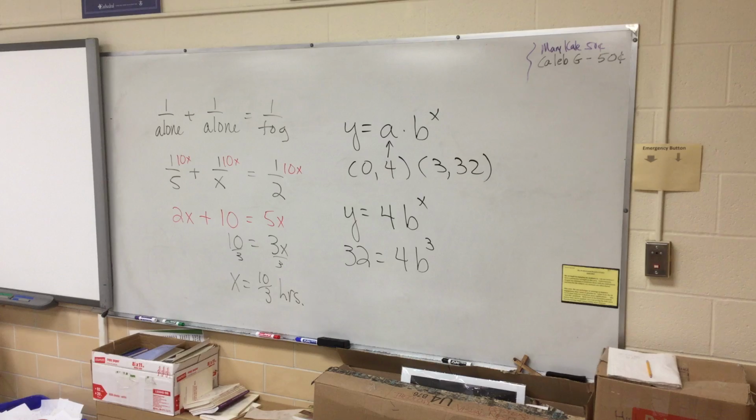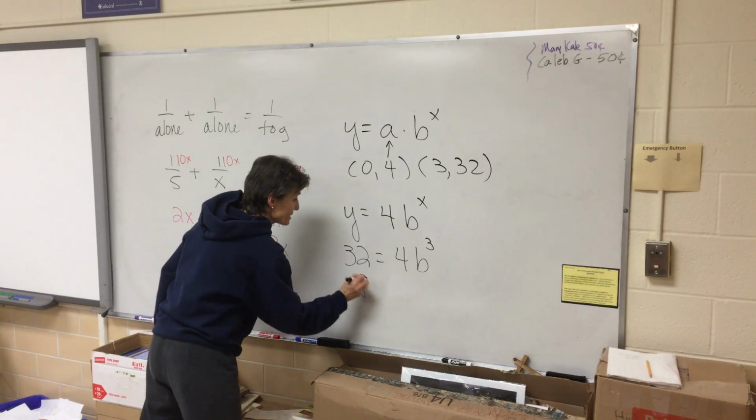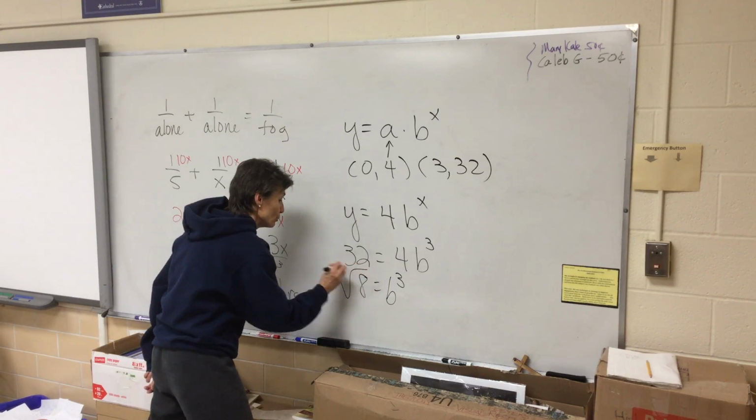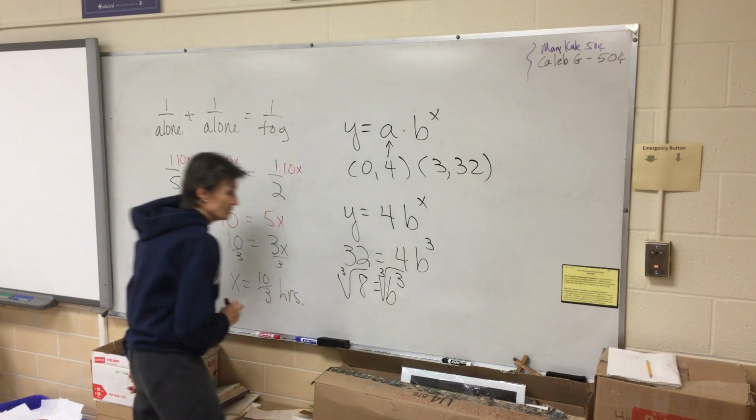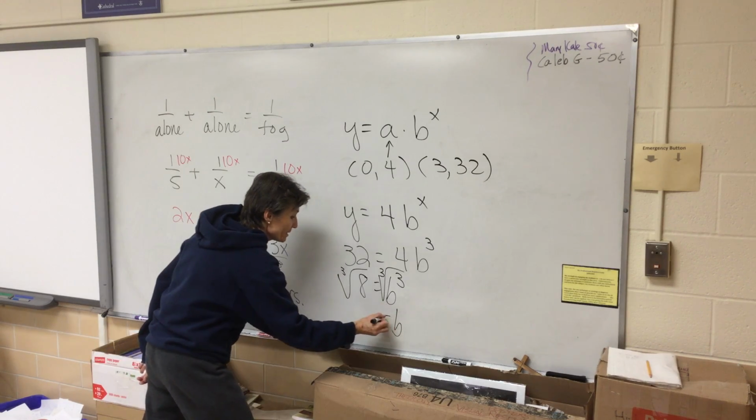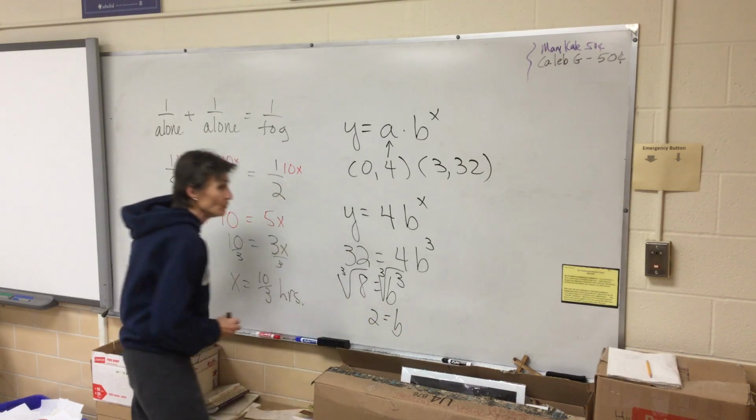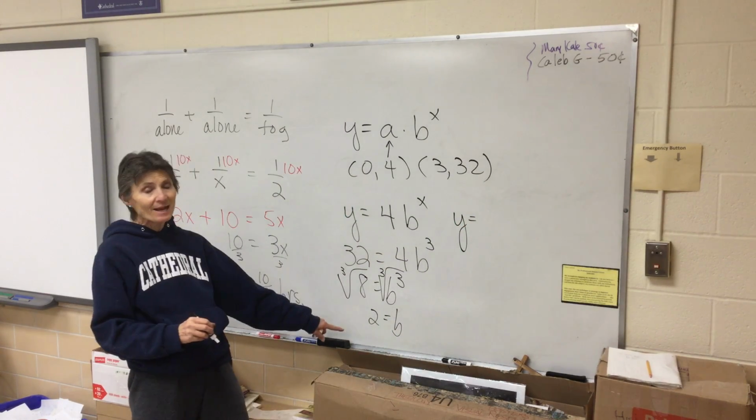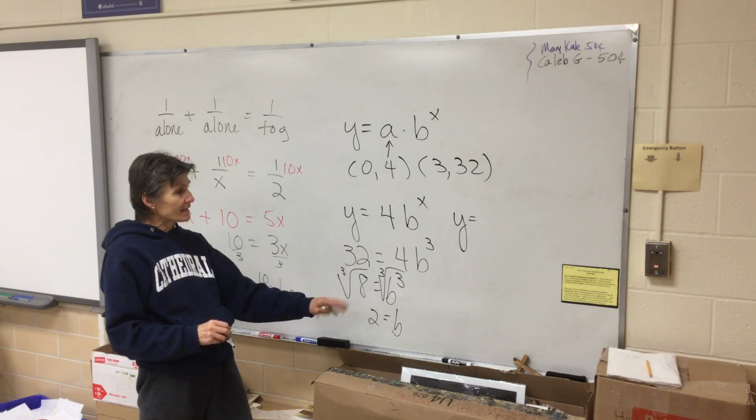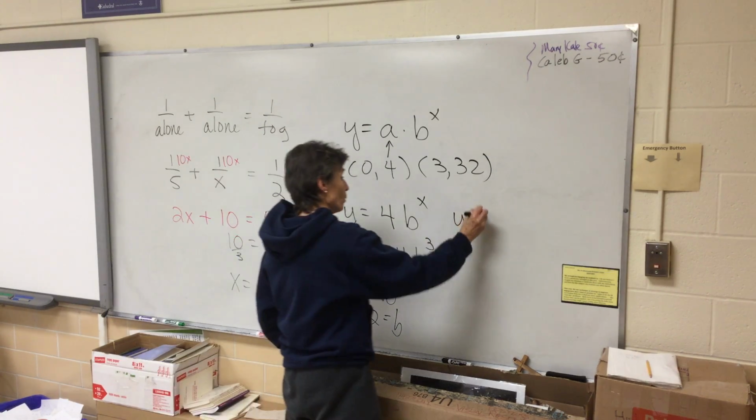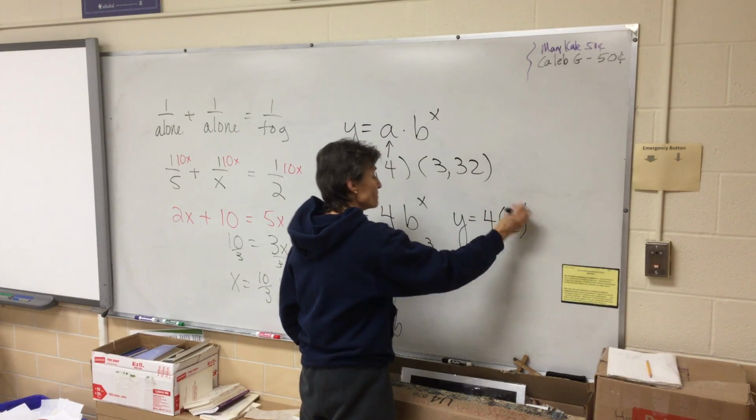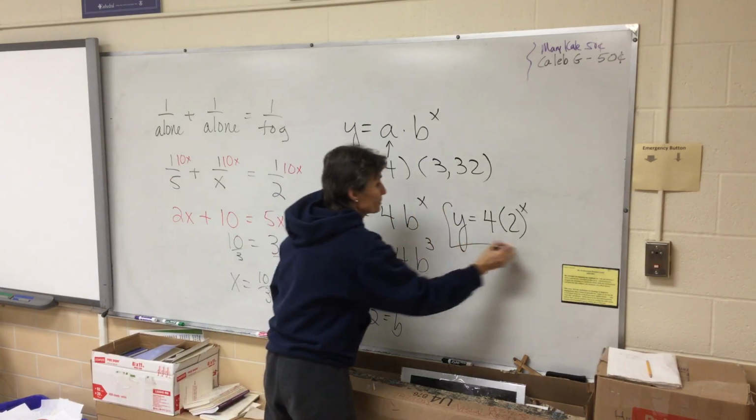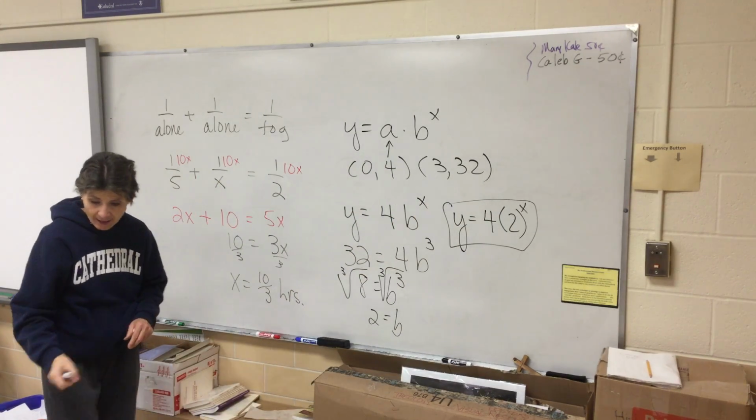Okay, so here we go. I'm going to divide by 4. 8 equals b cubed. And now I'm going to cube root both sides. Don't need a calculator. B equals the cube root of 8, which is 2. So my equation, don't forget, B is not the answer. You did a lot of work to get it, but it's not the answer. The answer is the equation. Y equals 4 times 2 to the x. That is the answer to that one.